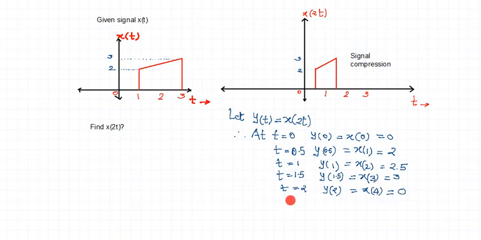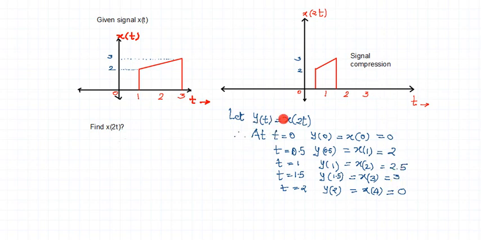Now friends, if I go on increasing for other time instants, what do you observe? It's going to be x of 5, x of 6, x of 7. But we know that the original signal does not exist for any of these time periods, and hence y for all these outputs is going to be 0. Now using all these y values, we'll plot the output signal.